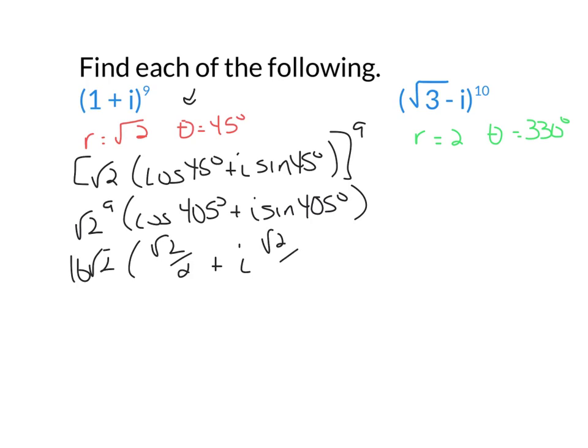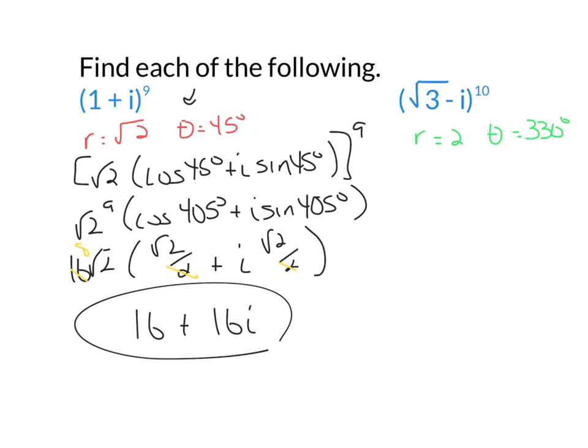So I'm going to substitute the square root of 2 over 2 where the 405 was, and then I'm going to multiply. Here's what's happening. 2 goes into 16 8 times, so I have 8 times square root of 2 times square root of 2, which is really 2, so that's 16. Same thing happens on the sine part. 2 goes into 16 8 times, so I get 8 times square root of 2 times square root of 2, which is 16i, and there it is. Not too bad.